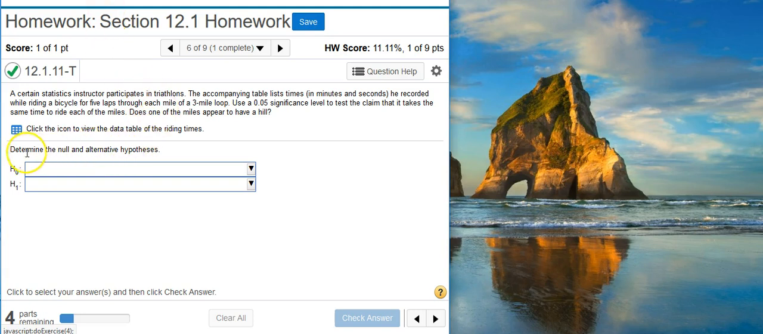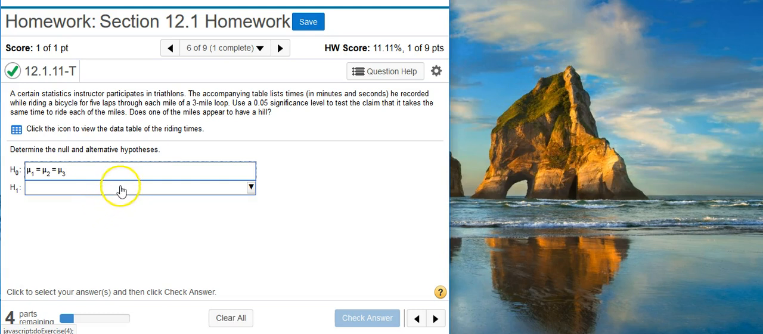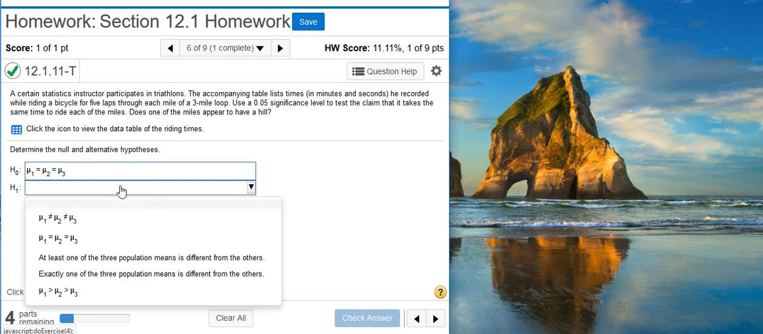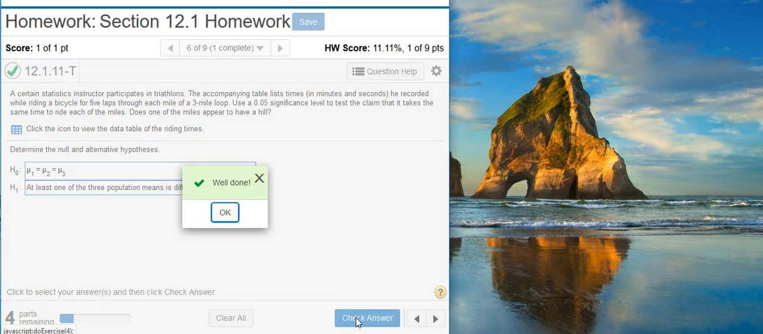Okay, the first part of this problem asks us to determine the null and alternative hypotheses. With one-way Anova testing, the null hypothesis is always going to be that all of our population parameters are the same, that they're equal to each other. The alternative hypothesis is always going to be that at least one of those population parameters is going to be different. This is pretty much set in stone the way that it is. So when you got one-way Anova testing, you know that this is the way it's going to turn out. Well done!